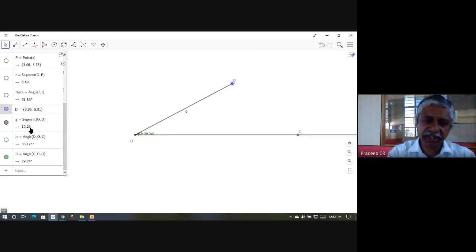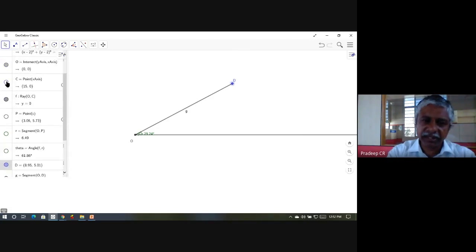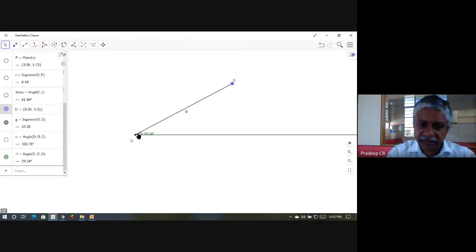G is the segment and its length is 10.6. And the angle is 29.4 degrees, this angle. What is that angle? That angle is the angle between the initial ray which I started with and the distance from this point. They are the two things.